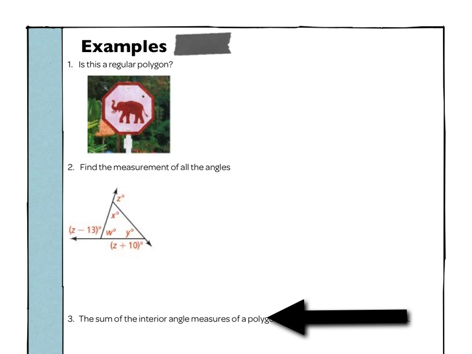Then I just want to simplify that. 3z minus 3 equals 360. Add 3 to both sides. 3z equals 363. Divide by 3. So z equals 121.